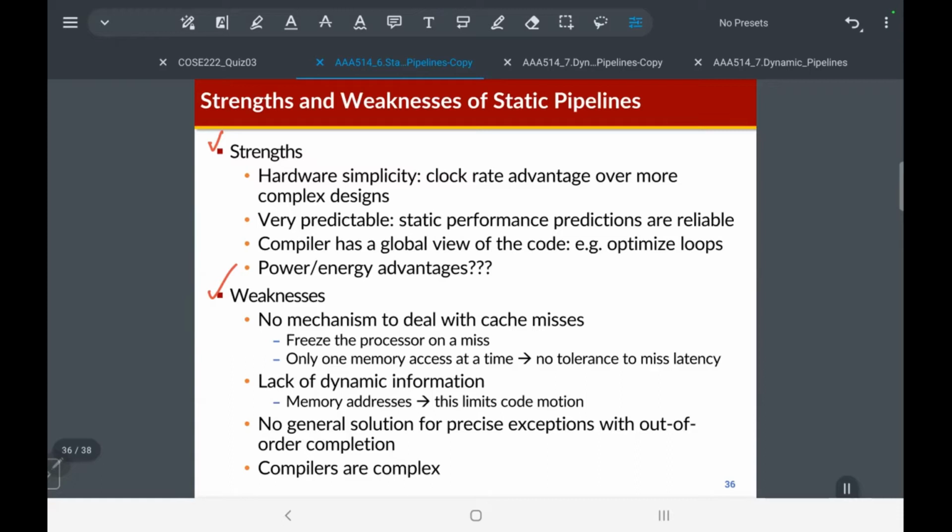It's also good for manufacturing cost. We can reduce the manufacturing cost and make much smaller hardware, and this hardware may consume less power, not less energy, less power. It is also very predictable. Because the hardware architecture is very simple, we can predict the operation of the hardware relatively easily.